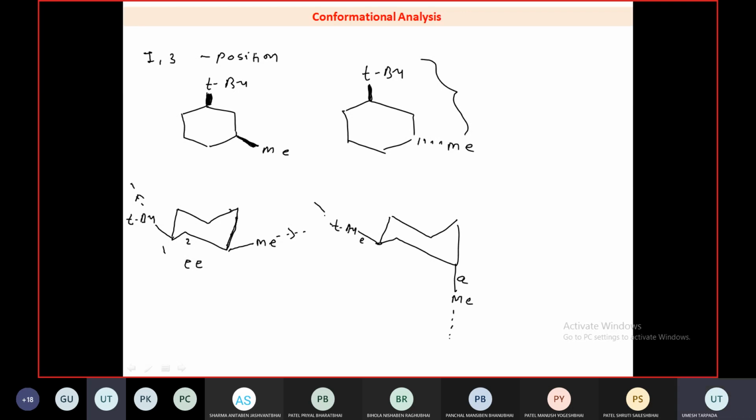Axial position. So these two you can extrapolate. These two go upward, in the opposite direction. So this is called trans geometry. This is cis. So this is the correct stable structure of the given structure. This is the stable structure of the second.